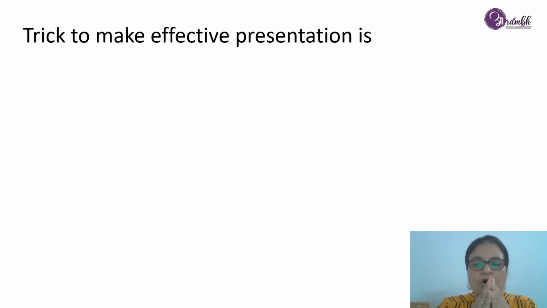Now that we have all the things researched, content divided into categories, it's time to sit and start creating your presentation skeleton. The presentation is still far away. What we're doing right now is creating a skeleton or an outline, talking about the number of slides I'm going to put and what content goes on what slide.